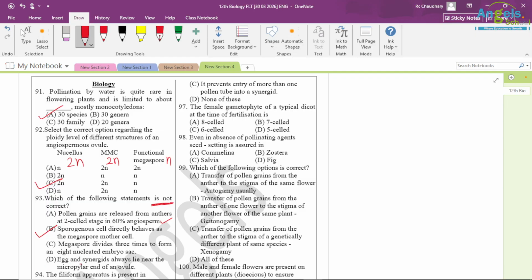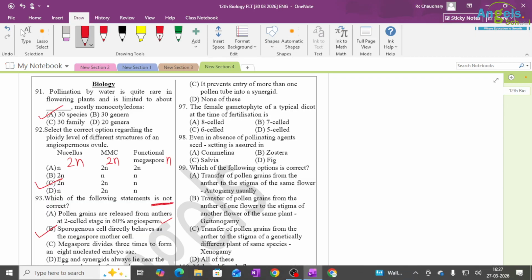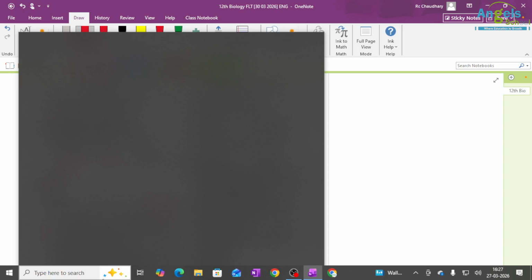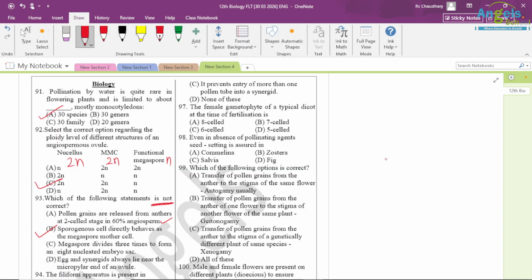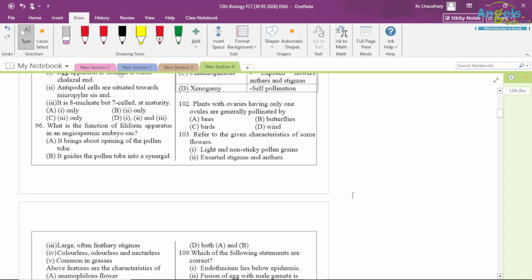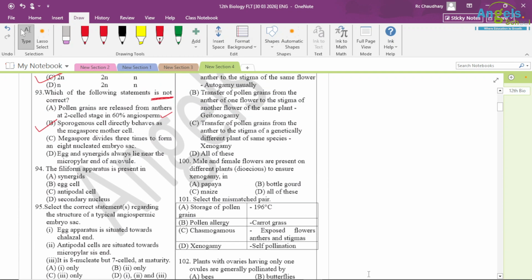And the correct answer: megaspore divides 3 times to form an 8 nucleated embryo sac. Correct statement. Egg and synergids always lie near micropylar end of an ovule. So again a correct statement.